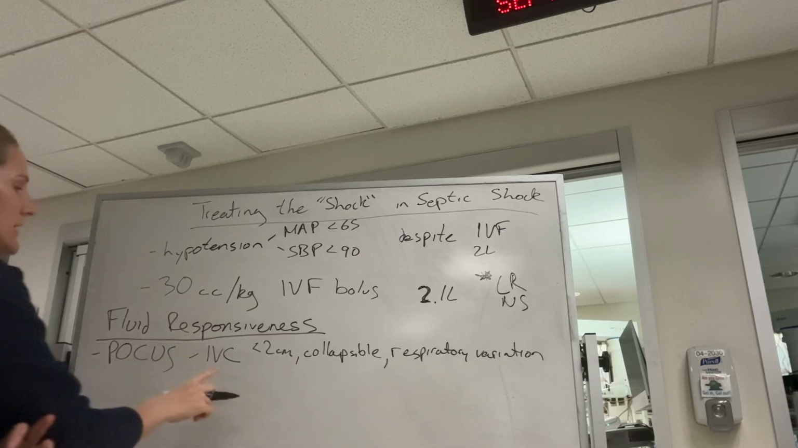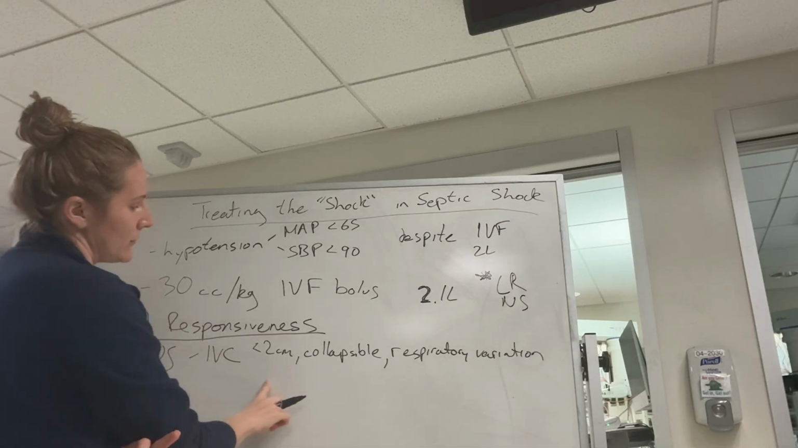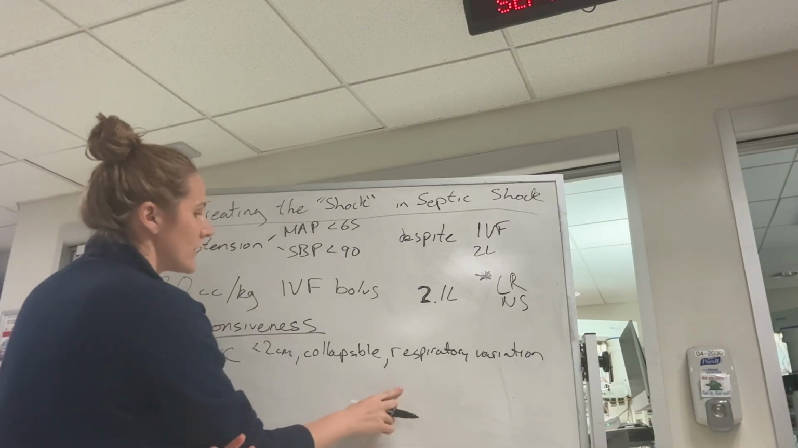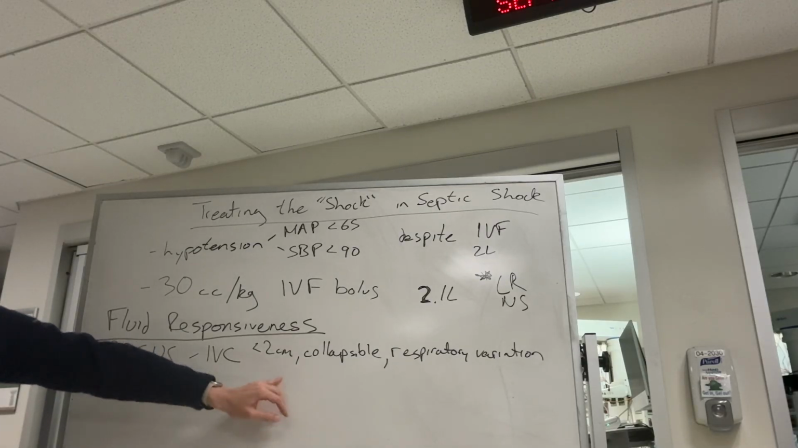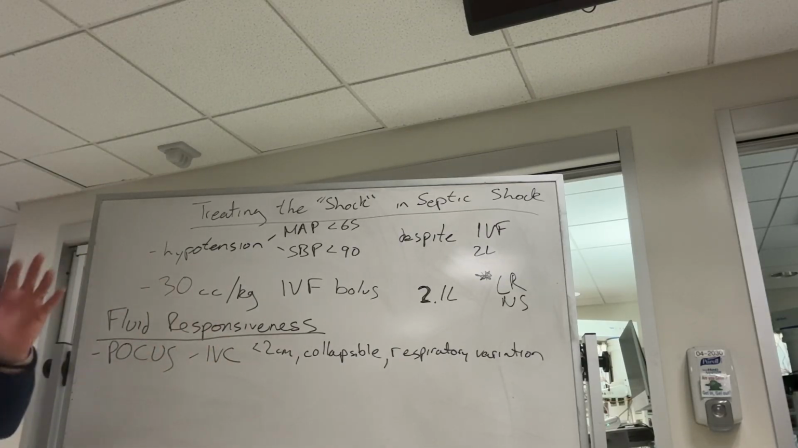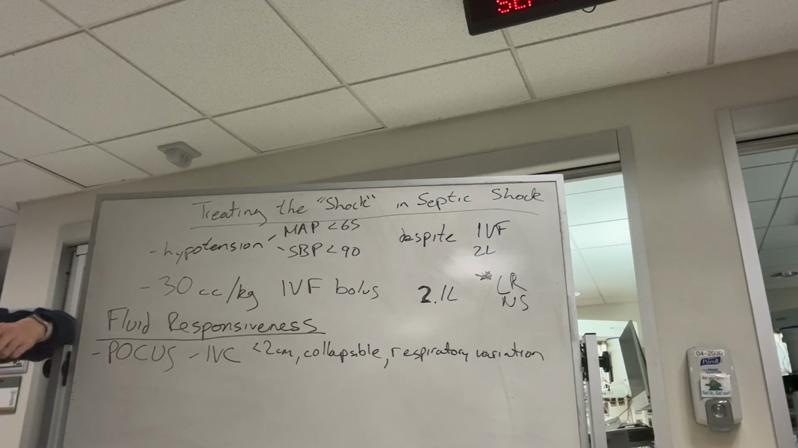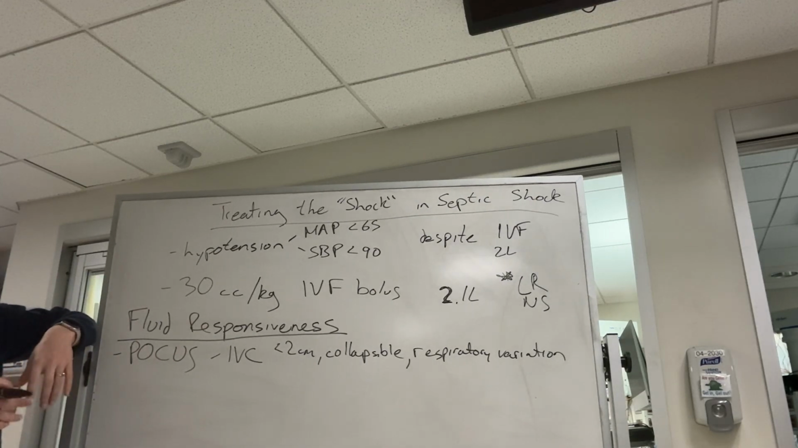Now, if their IVC is greater than 2.2 centimeters, not collapsible, without respiratory variation, then that's a sign that they're unlikely to respond to fluids. Or I think it's maybe greater than 2.5 centimeters. So there is a gray zone, some in between. Sometimes we have someone where their IVC is maybe like 2.2 centimeters.